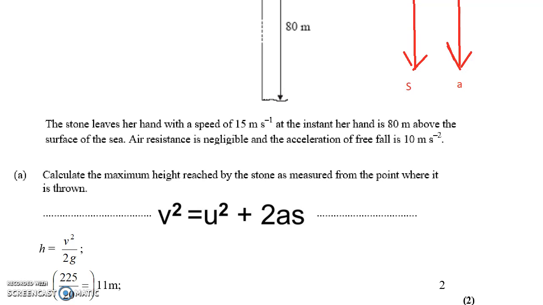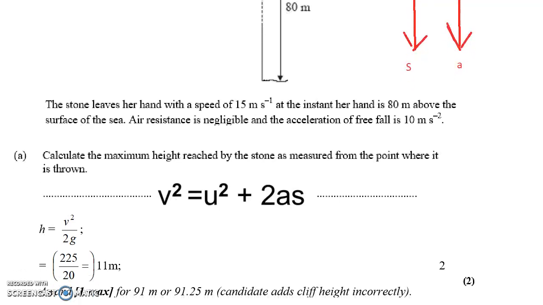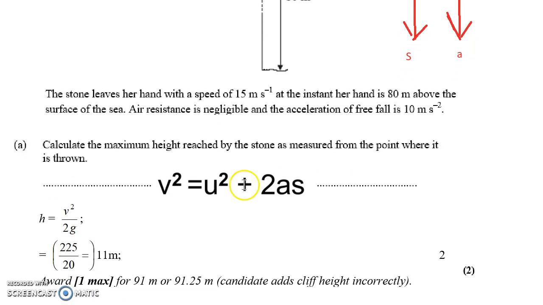Now, that's measured from the point where it's thrown, it's 11 meters. If you've added on the height of the cliff, then you'll get 91 or 91.25, and you'll lose a mark for that because it clearly says as measured from the point where it's thrown. So the answer should be 11 or 11.25.